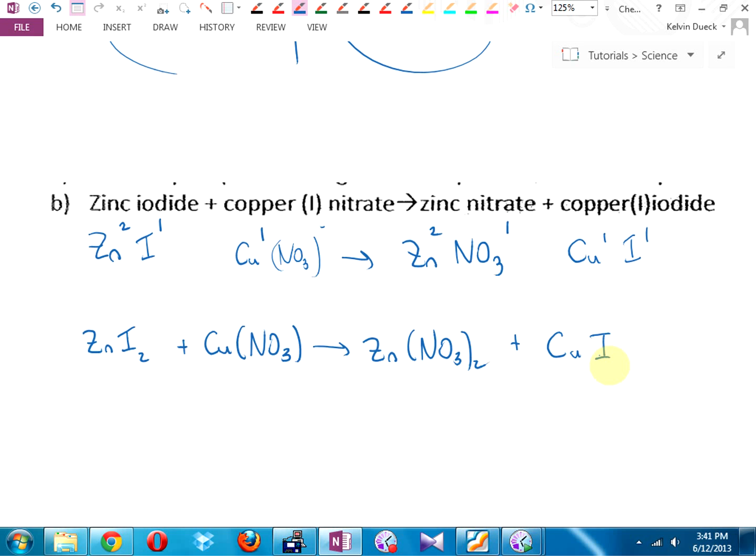Now let's balance. I said start with the polyatomic. Right? Because I just added 2 coppers. Oh, that's kind of nice because that gives me 2 iodines, and I have 2 iodines on the left-hand side as well. And, oh, we're done.